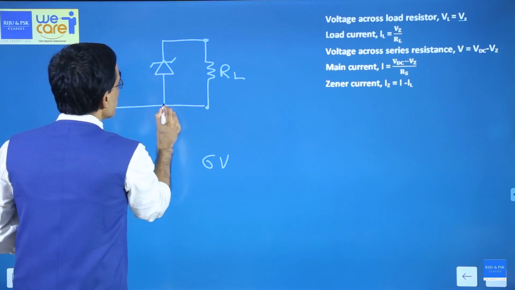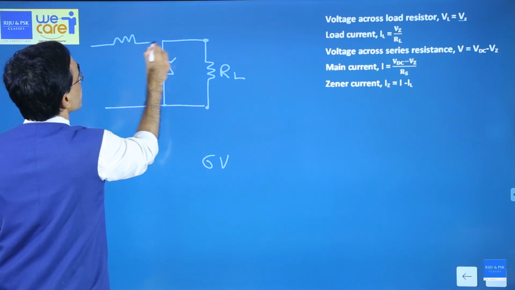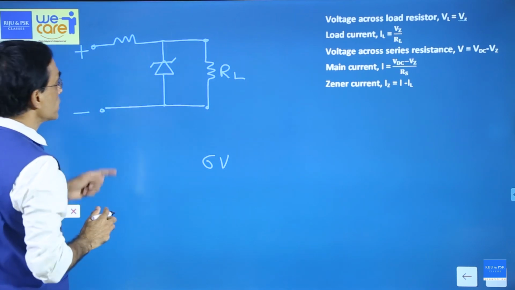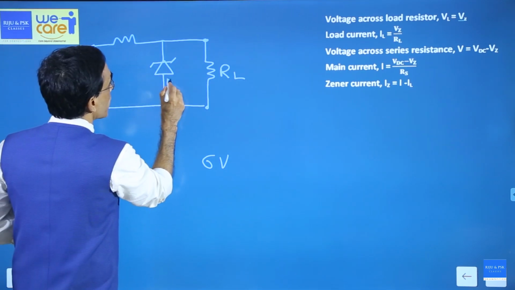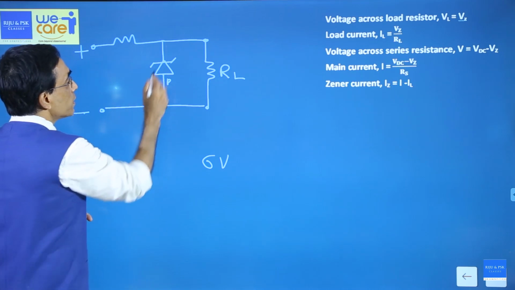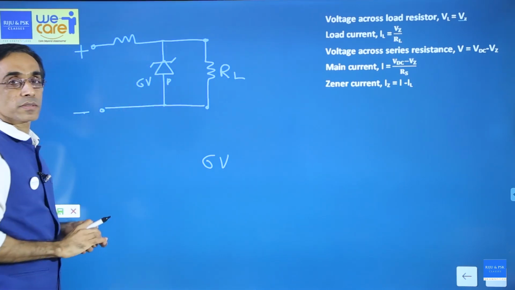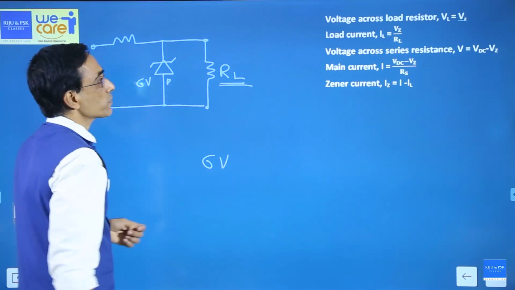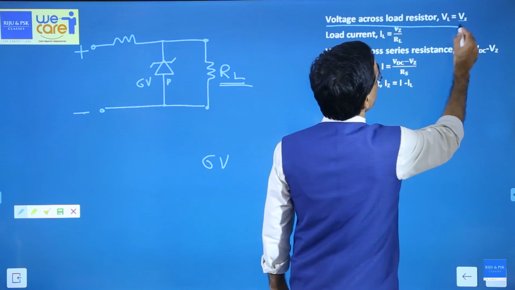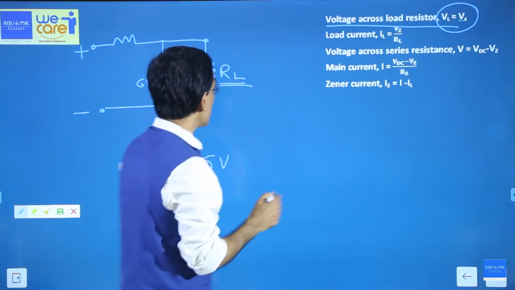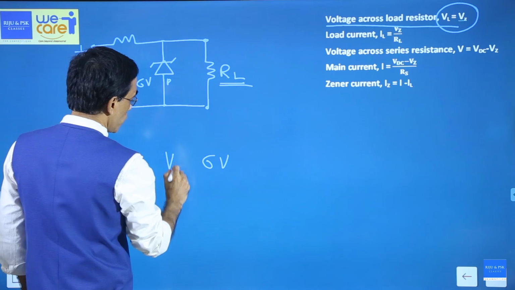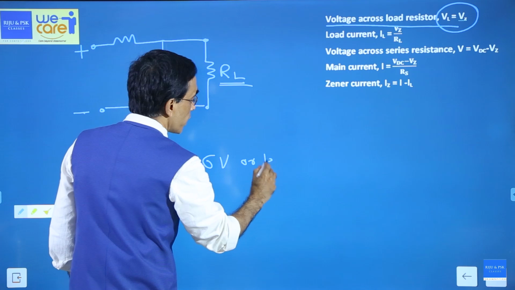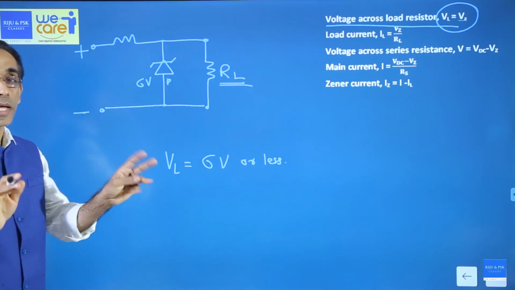Then this is connected through a resistor to the voltage. This should be positive, this should be negative. So you can see that minus is connected to the P side, so this is reverse biased. Now this Zener has a breakdown voltage of 6. Clear. Now what is the maximum voltage across the load? That's the first point. The maximum voltage across the load resistor is always equal to the Zener voltage. That means in my example, the voltage across the load will be 6 volt or less, not more than that. Regulated, stabilized.